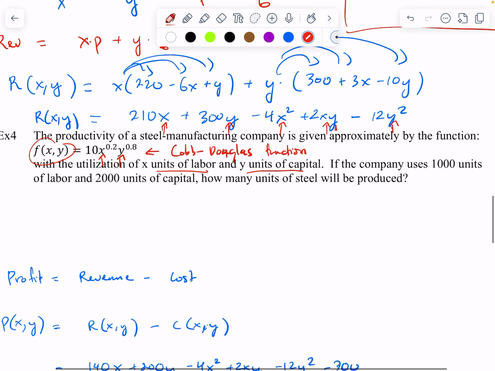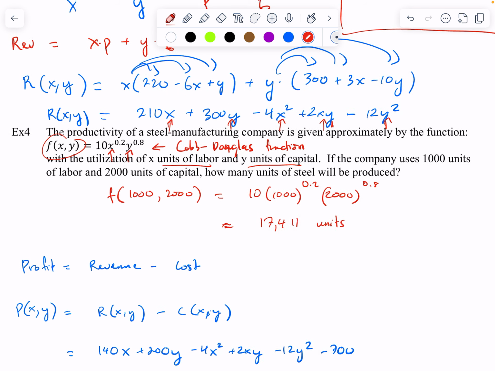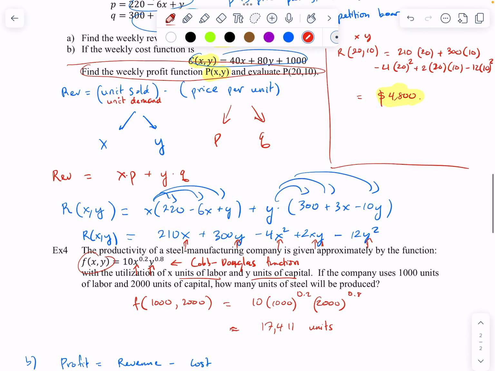In this case, it's asking us to find f of 1,000 units of labor and 2,000 units of capital. We're just going to plug this into the equation and use a calculator to calculate the result. If I do the math correctly, that should give us roughly 17,411 units. We'll come back to this Cobb-Douglas function in the next sections and look at its marginal analysis. All right.